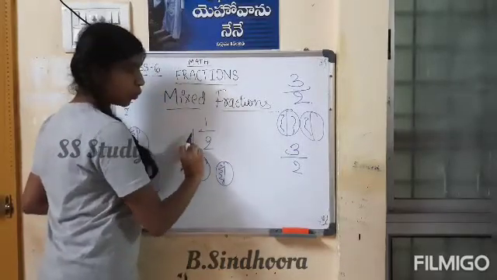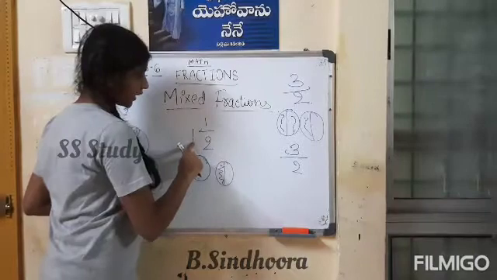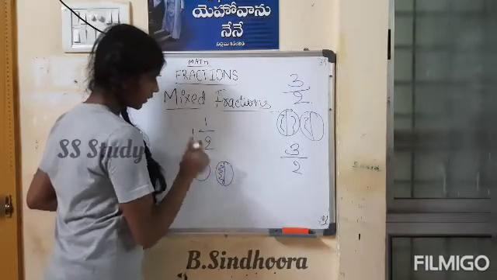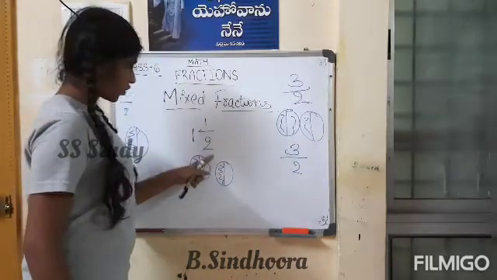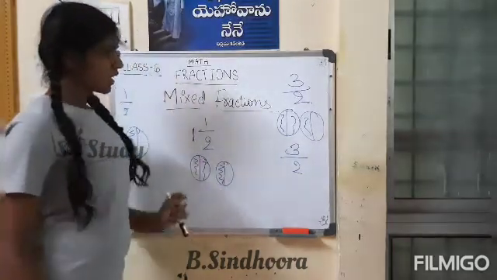Whole. 1 means a whole part. A mixed fraction will contain a whole part with a fraction. Whole part. So 2 totally. And a fraction. See?